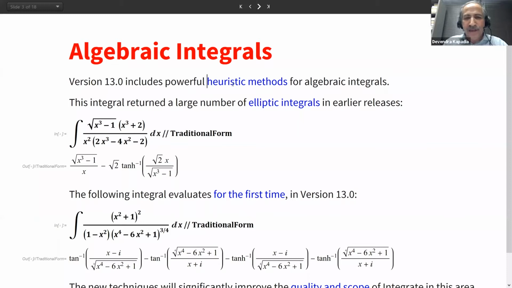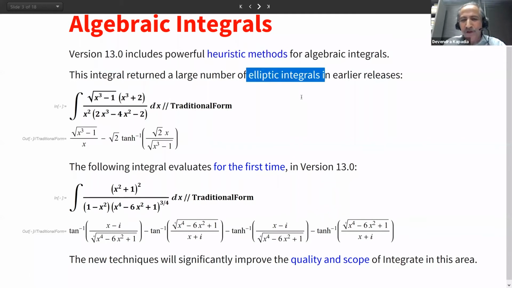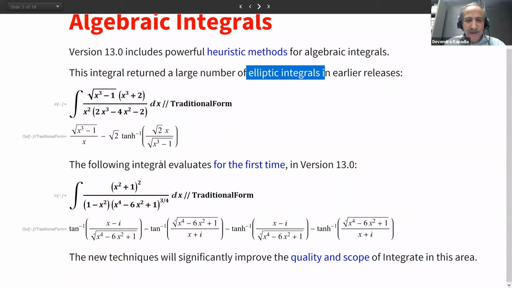So version 13 has heuristic methods for algebraic integration. And there are two examples over here. The first one is one in which you only have a half-line answer in 13.0, but in the earlier release, you had a huge number of elliptic integrals. If you're not careful, they would fall off your screen, and if you didn't catch them, they'd just fall on the floor. The other example over here is this integral, which works for the first time in 13.0. It's a beautiful answer, entirely logarithmic, so to speak, but it's a wonderful answer.